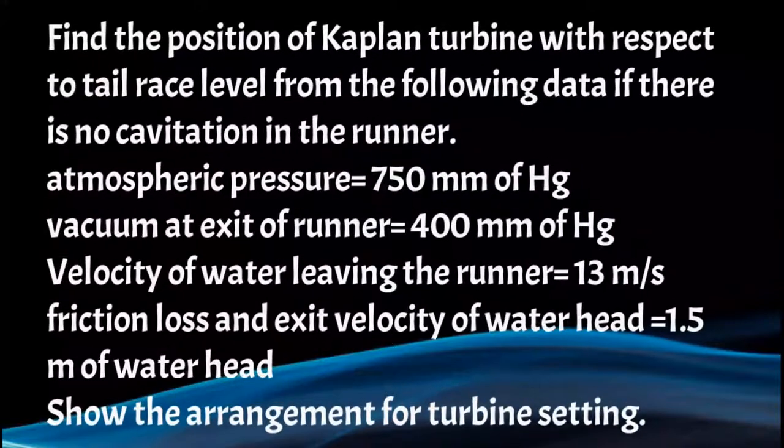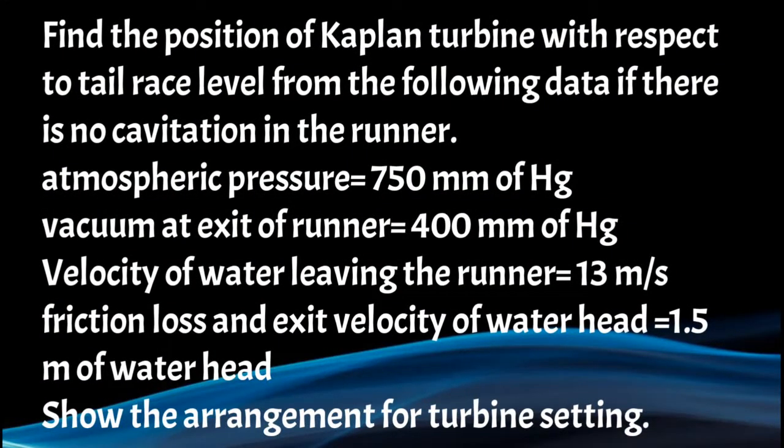Now first I will read what is the given question. Find the position of Kaplan turbine with respect to tail race level from the following data if there is no cavitation in the runner. Atmospheric pressure 750 mm of Hg, vacuum at the exit of runner 400 mm of Hg, velocity of water leaving the runner 13 meter per second, friction loss and exit velocity of water head 1.5 meter of water head. Show the arrangement of turbine setting. So this was the given question.